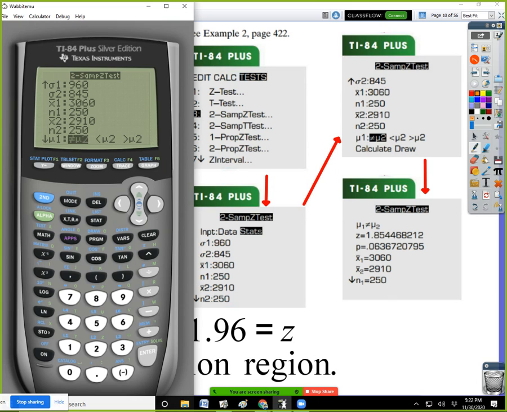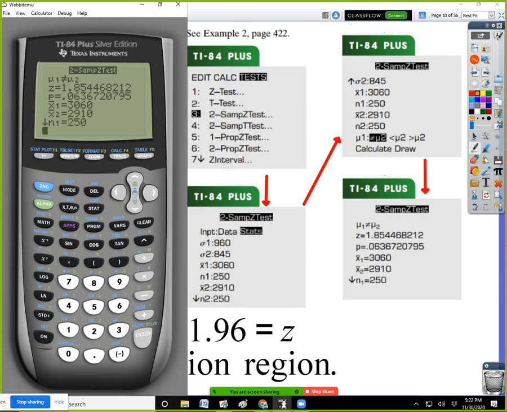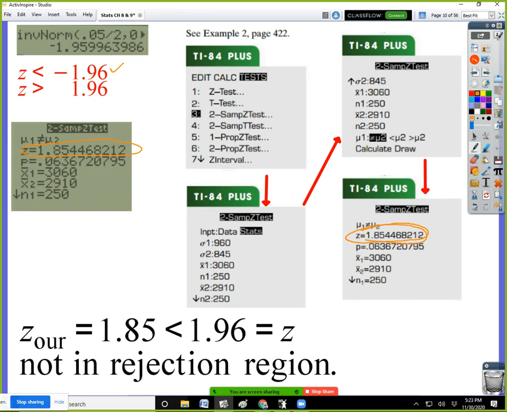And I want to test not equal. You can choose either one of these if you want, but I'm checking not equal. And I go calculate, and there's my 1.85 that I got. Is everybody good on that? So once you know that this z number, we check it against our z that we computed from up here, and we're not in the rejection region. Is that good, everybody? We can see how to do that on the calculator.